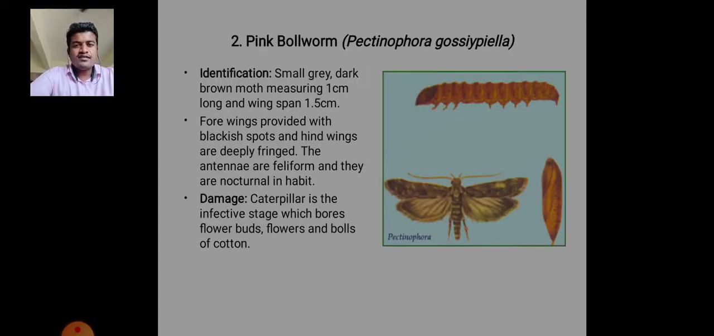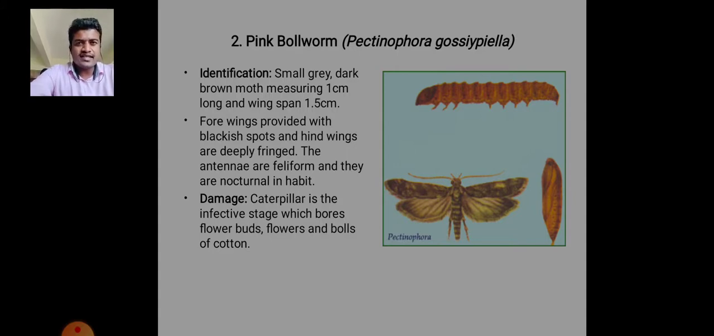The next pest which is harmful to economically important crops is the pink bollworm. The scientific name of this pest is Pectinophora gossypiella. At the right side, the life cycle of the pink bollworm pest is shown. Identification is given here. A small grey dark brown moth measuring about 1 cm long, and the wingspan of the pink bollworm is 1.5 cm.